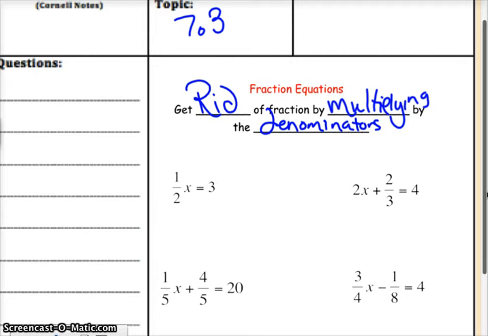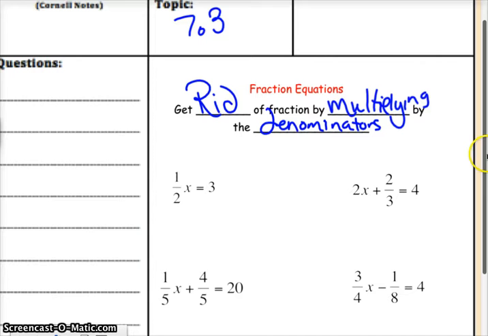what you need to think about is this. 3 over 5, 3/5. A fraction is really a division problem, right? It's saying 3 divided by 5. What's the opposite of divide? Times. That's the why I can do this.